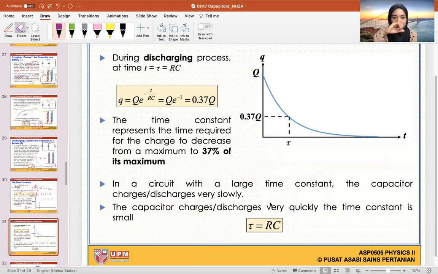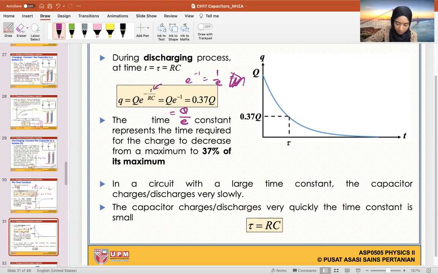And then we also have tau for discharging. It's the same thing. The equation is q equals capital Q E to the power of minus T over RC. If I ask a discharging capacitor how much charge it has left at time equals RC, you substitute T equals RC. Let's say RC is 3. So 3 over 3 is the minus 1, so Q E to the minus 1. Remember, E to the minus 1 is 1 over E, so this becomes Q over E. What is E? Use your calculator. Whatever the value of Q is, divided by that E.